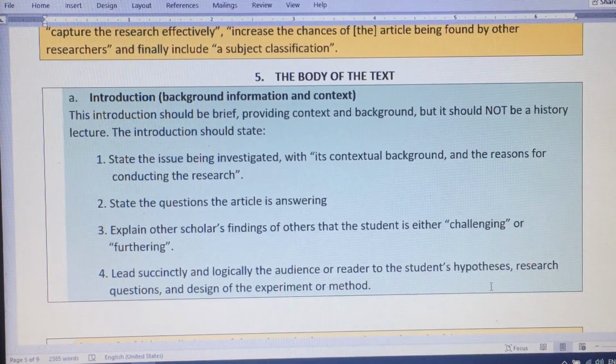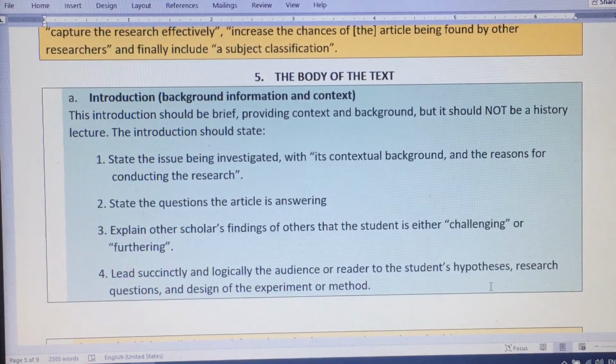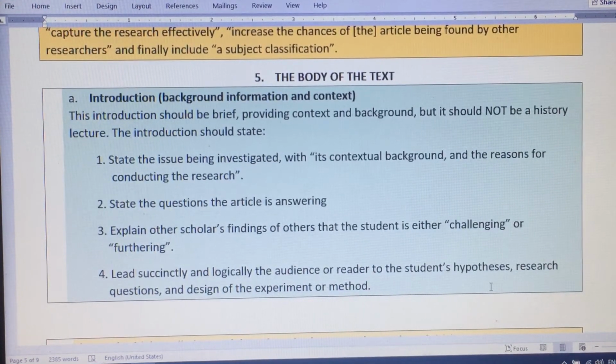In this one, the introduction should be very, very short, very brief, containing the context and the background. Of course, it doesn't have to be just giving us a lesson in history and saying this is what happened. It's not enough. It's only to give the context and background. And so you state the issue that's being investigated, you give some contextual background about it, and the reasons for conducting the research will also be important, as one of the journals is actually saying.